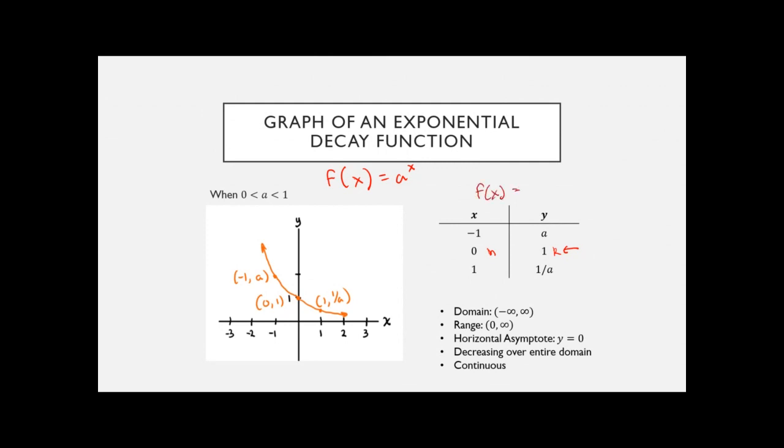f of x equals a to the negative x, and that's what this table goes with. So if I'm going to be consistent here, that's still 1 over a, and this is still a right here. It's just that a is between 0 and 1. I was trying to reuse some notes and didn't change everything.